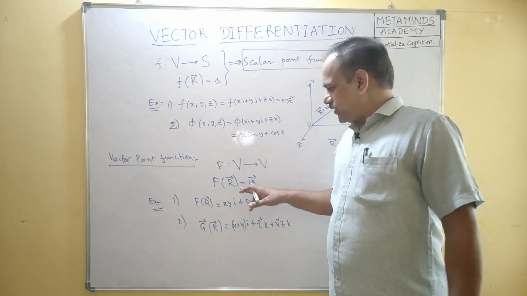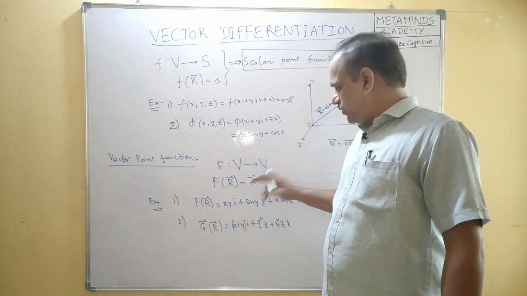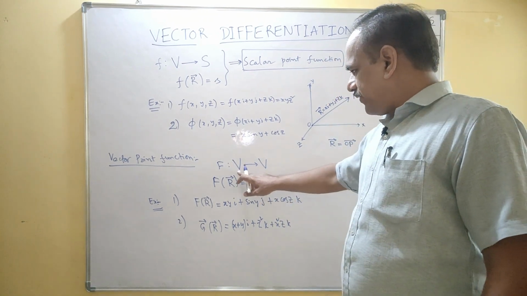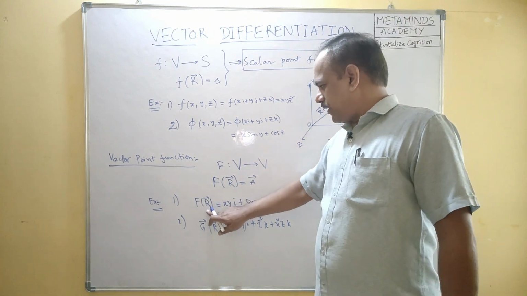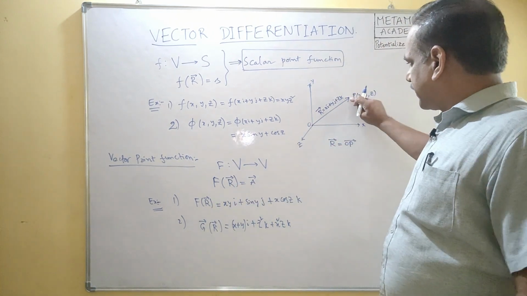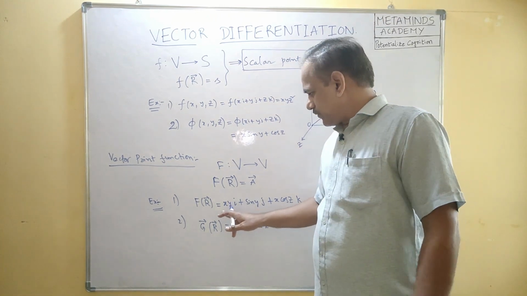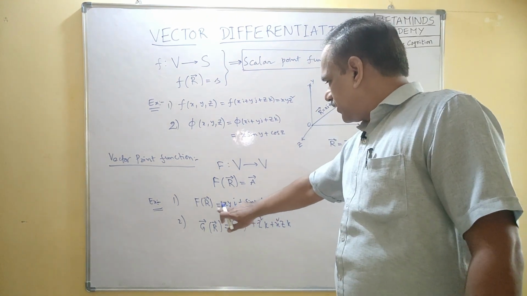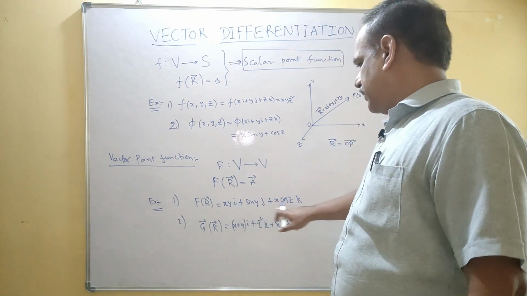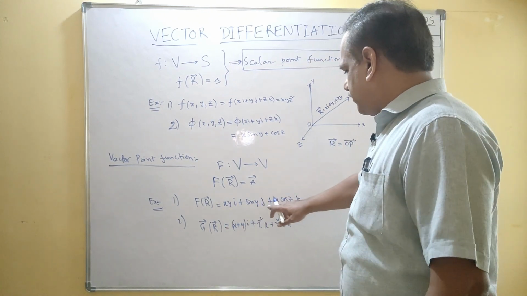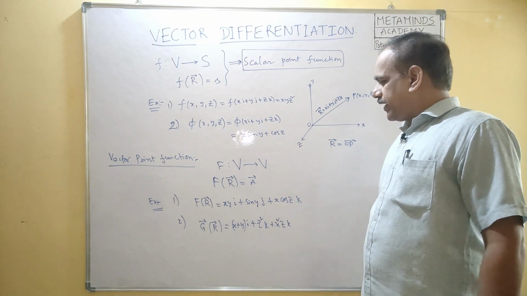And what is the vector point function? It maps vectors to vectors. Here you take the position vector r bar, which is xi plus yj plus zk. That means you are mapping this point to another vector, right? Indirectly. So the output is a vector here: xy into i plus sin y into j plus x cos z into k.